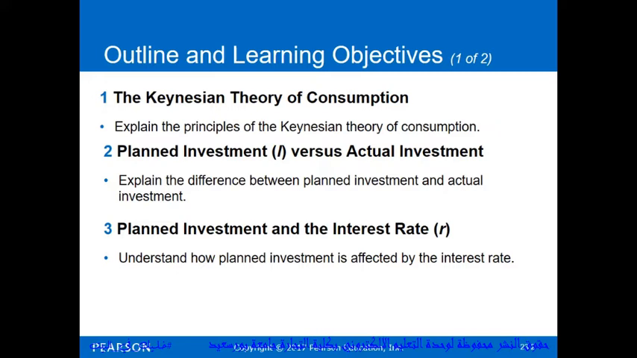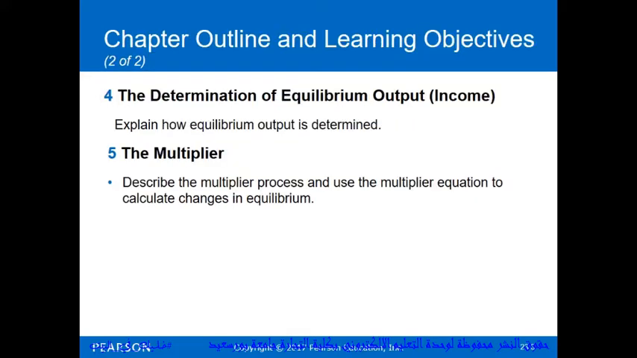Specifically, we are going to cover 5 things. 1. The Keynesian theory of consumption, where we explain the principles of the Keynesian theory of consumption. 2. We differentiate between planned investment, I, versus actual investment, where we explain the difference between planned investment and actual investment. 3. Planned investment and the interest rate, or R, where we understand how planned investment is affected by the interest rate. 4. The determination of equilibrium output or income, where we explain how equilibrium output is determined. Finally, we look at the multiplier, where we describe the multiplier process and use the multiplier equation to calculate changes in equilibrium output.